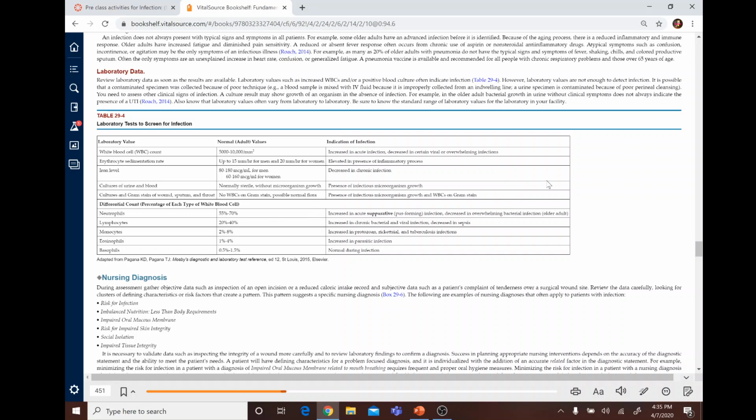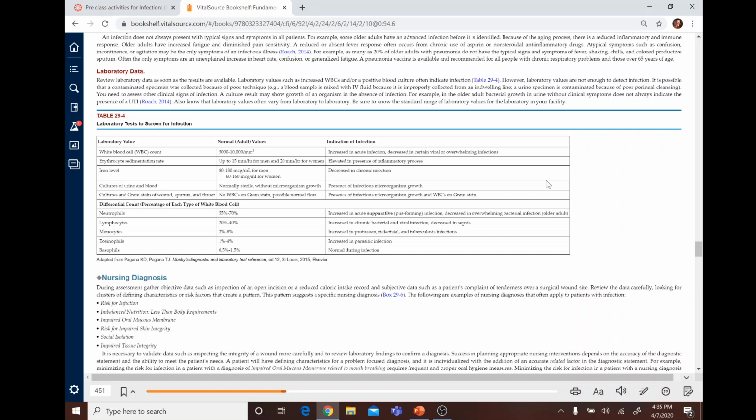What's the normal value of neutrophils? 55 to 70%. When are neutrophils increased? Acute suppurative, which is pus-forming infection. When are neutrophils decreased? Overwhelming bacterial infection in older adults. What are the normal values of lymphocytes? 20 to 40%. When are lymphocyte values increased? Chronic bacterial and viral infection. When are lymphocyte levels decreased?